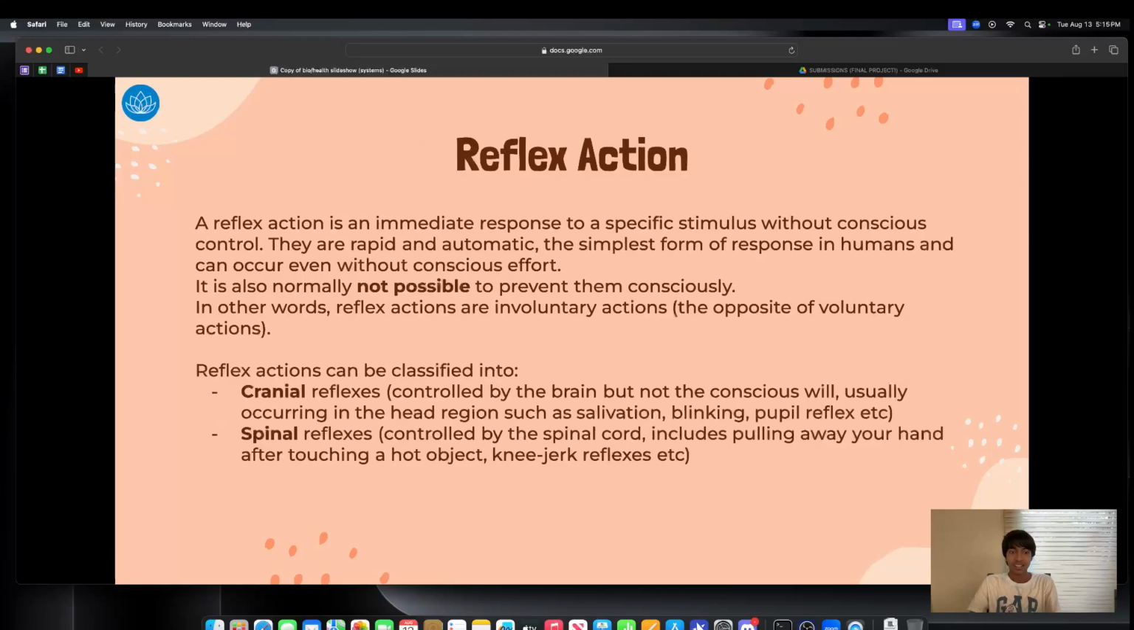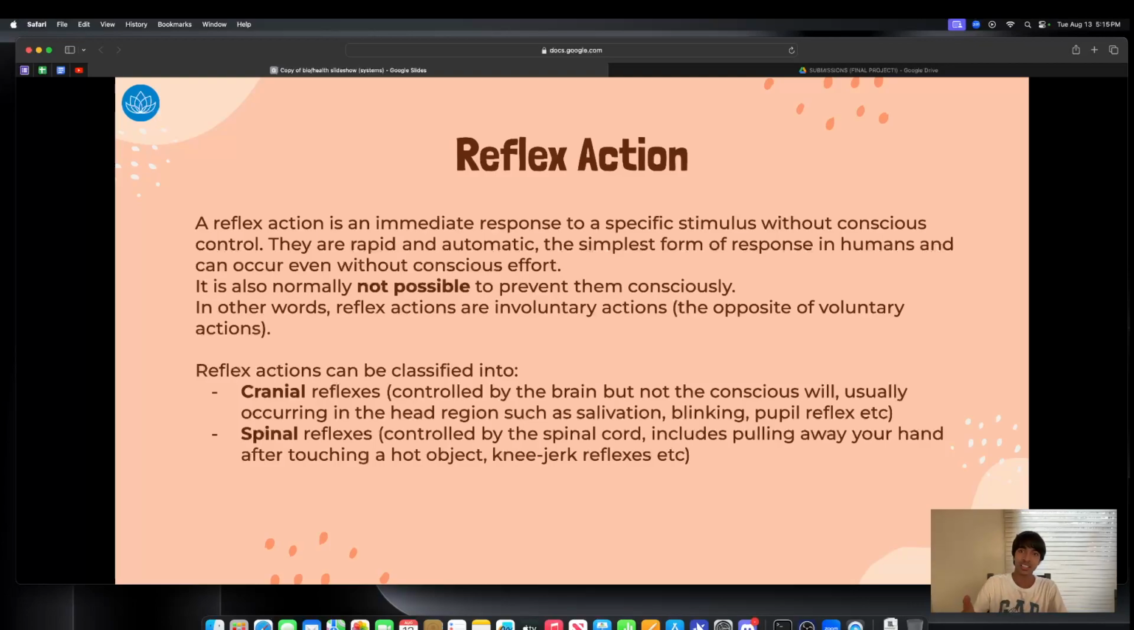And then let's see what is reflex action. So a reflex action is an immediate response to a specific stimulus without conscious control. They are rapid and automatic, and the simplest form of response in humans can even occur without any conscious effort. So you can do this unconsciously. So it is not possible to prevent them consciously. In other words, reflex actions are involuntary, the opposite of voluntary, right?